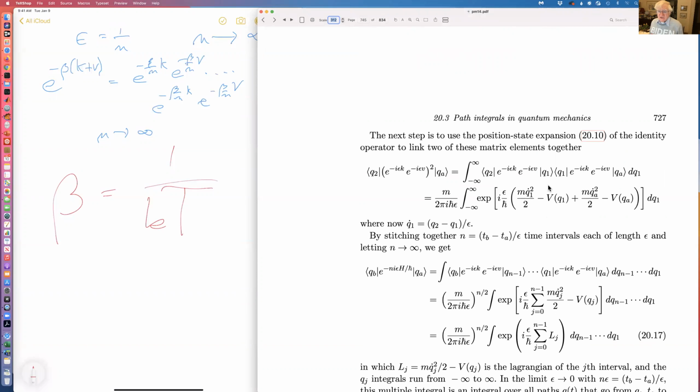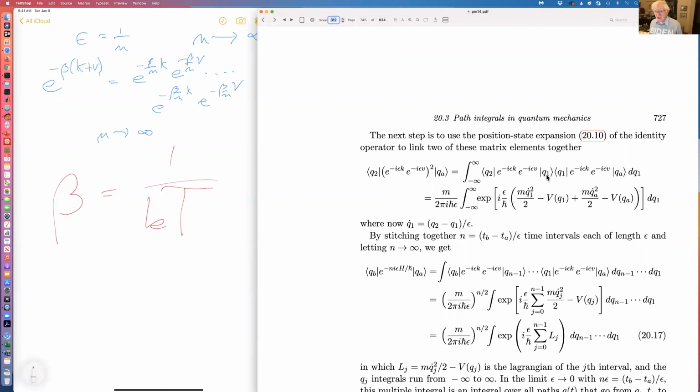And the next thing is you just repeat this. So you've got your matrix element between QA and Q1. Now you go from Q1 to Q2. And so you write Q2, QA, and you put two of these things together. And when you do that, you get this expression here.